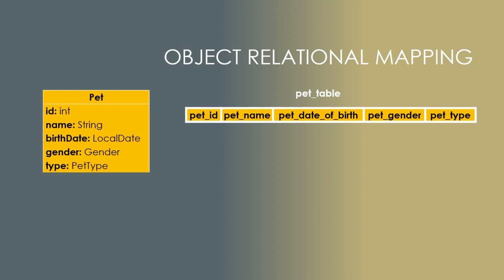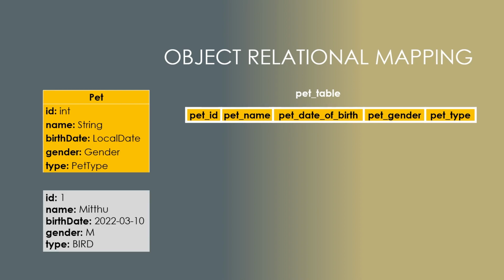And the third part is it is going to map your object. So let's say this is an object we created with the help of new Pet and we gave it some data. So it is going to map this object to this particular row. So class to table, variables to columns, and object to row. And this can be done with the help of ORM.